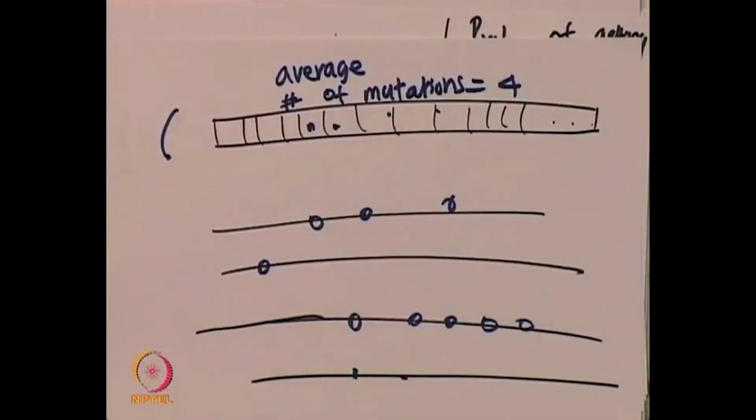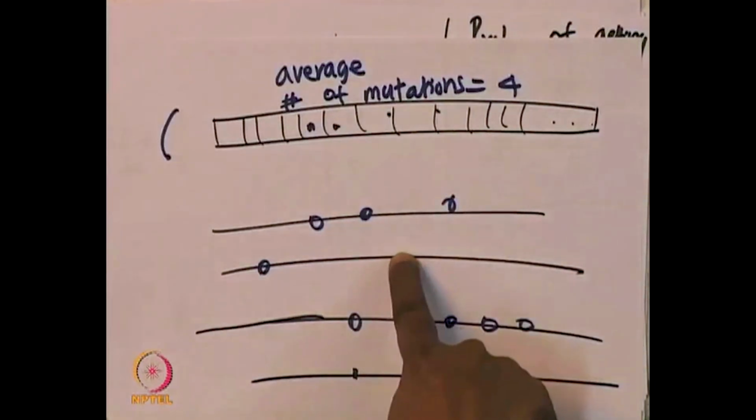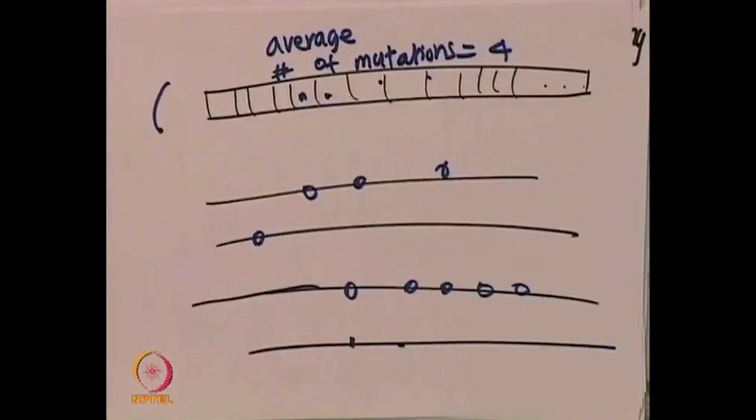Now you randomly pick one DNA piece and ask the question, what is the probability that you will find a DNA with 3 mutations? The answer to this question is given by the Poisson probability distribution.